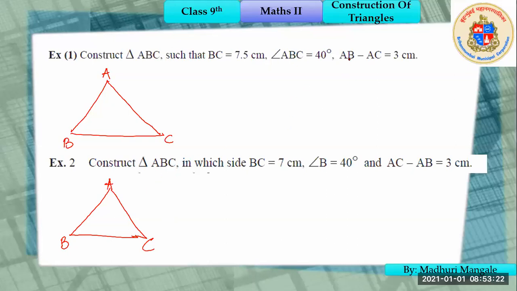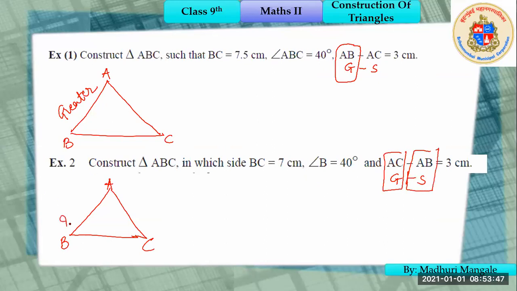See, here it's AB minus AC. So this should be greater minus smaller. It's always greater minus smaller. So here we can check that AB is greater. So this side is greater. Whereas if we look at the second example, it says AC is greater, AB is smaller, right? So here AB is smaller. So do you understand the difference between both the constructions? The first construction has the greater side on the left, and the second type has the smaller side on the left, correct?